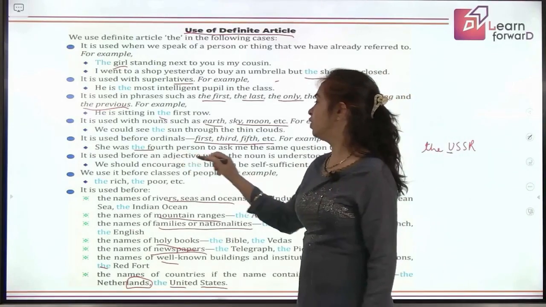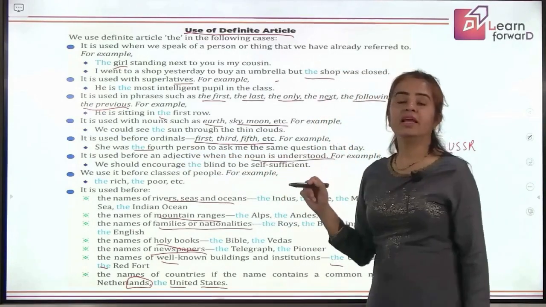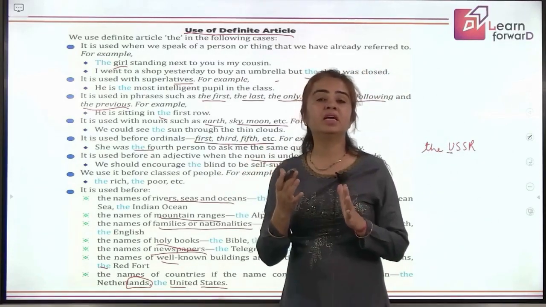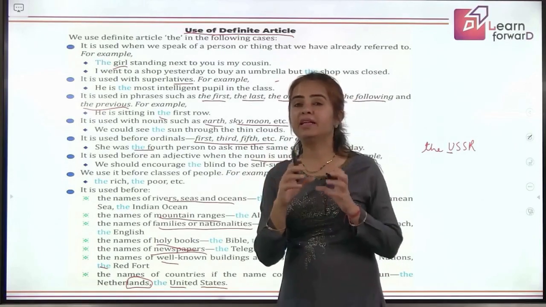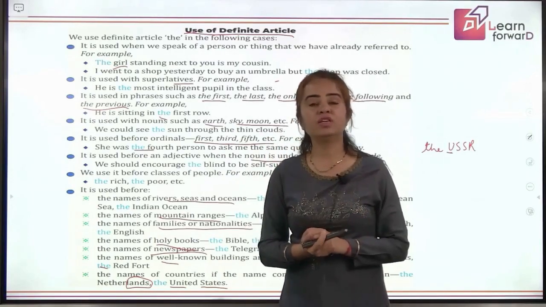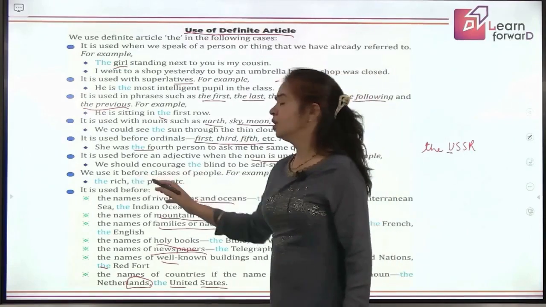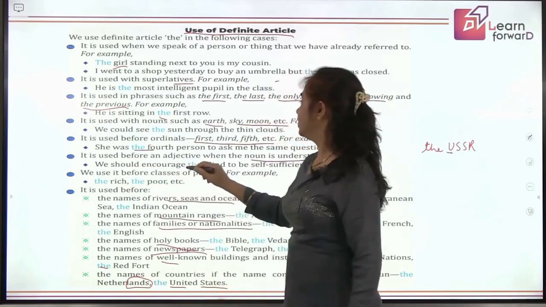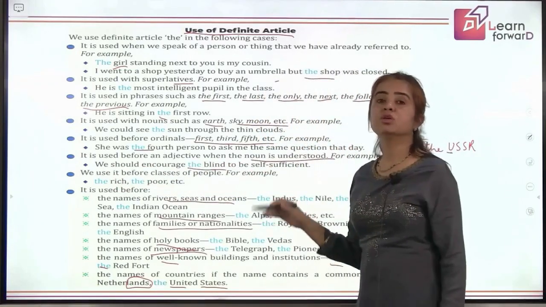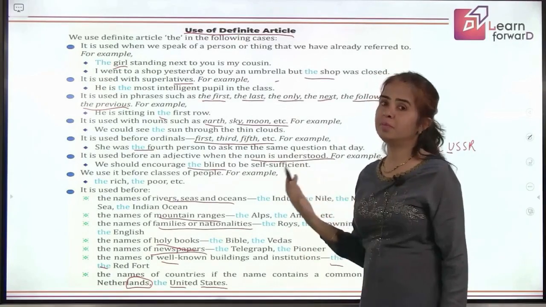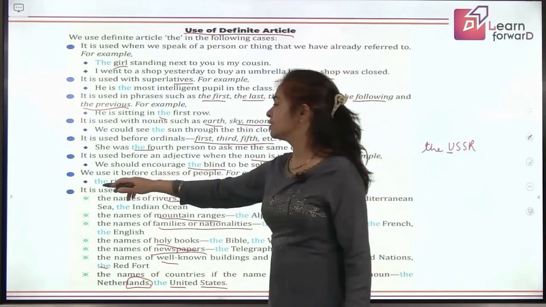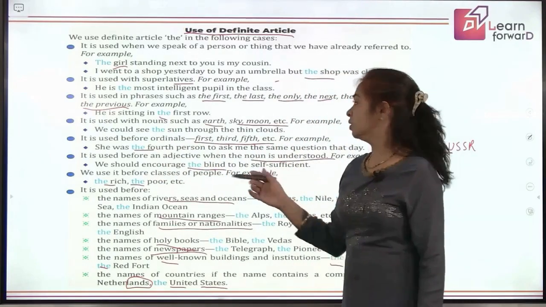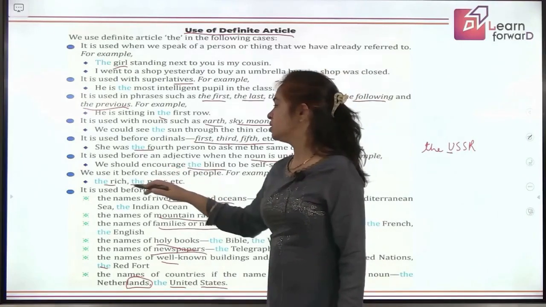Next, it's used before an adjective when the noun is understood. Like if I say the poor should be helped. So poor means here poor people. So because it is implied, the adjective is used here as a noun. So we say the poor, the rich, etc. Yes, we should encourage the blind to be self-sufficient. So here by blind, we mean to say the blind people. Similarly, when we talk about classes like the rich, the poor, there also we are talking about all of them as general together. So we say the rich, the poor.